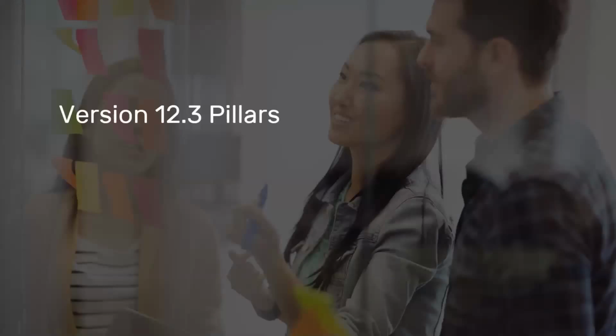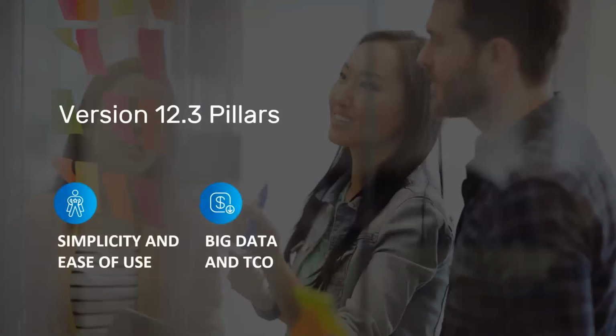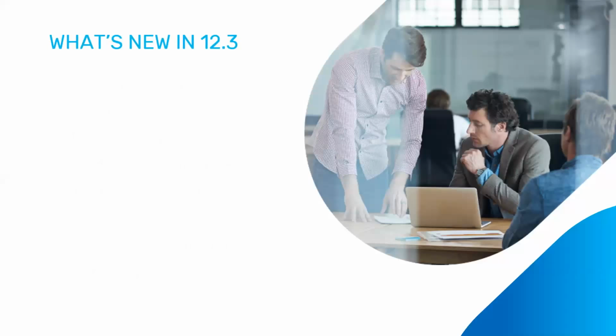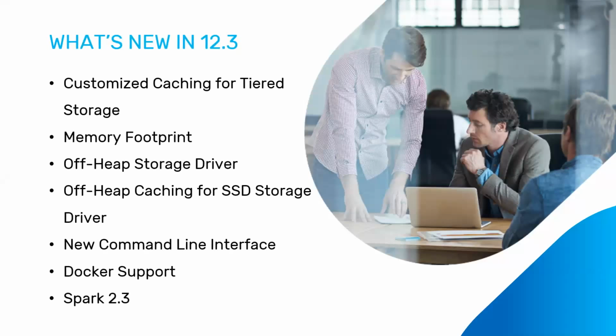So now we're ready to dive into the specific pillars of what's new in 12.3 itself. We're focused on three things: simplicity and ease of use, big data and TCO reduction, and cloud nativeness and containerization. Here's a highlight of the features that we're going to cover in this presentation. Now, of course, beyond that features list, these are the highlights. We've done lots of other improvements and bug fixes. The full list is available in our documentation. You can visit the 12.3 docs, see the what's new, and there are the release notes to see exactly what's been fixed and improved.